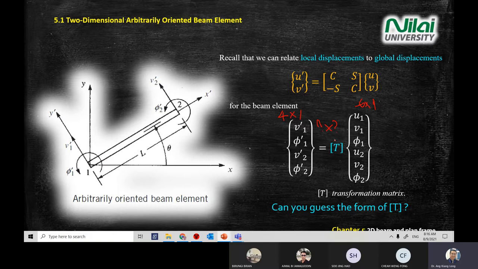By looking at the red color note here. Okay, you have 4 times 1. Then you have question mark times question mark. And you have 6 times 1. Ashma, do you know how to solve this one? Not really, sir. Okay. Chia, are you able to solve this one? What is the question marks? What is the form of the T matrix?